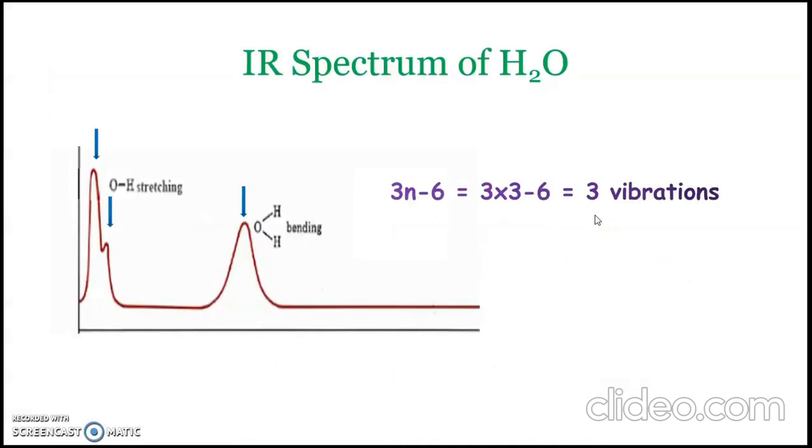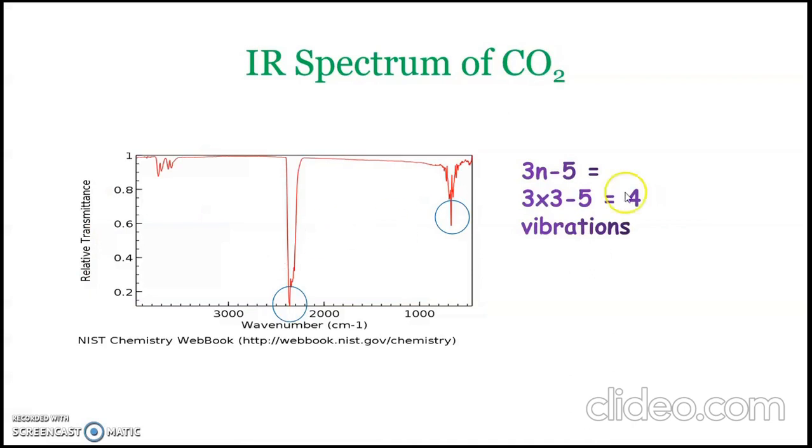Again, when we come to the vibrational spectra of water, water has 3n minus 6 equals 3 into 3 minus 6, that is 3 vibrations, and also 3 peaks are observed in the IR spectra for symmetric and asymmetric stretching and bending. For carbon dioxide, as it is linear, there are 3 into 3 minus 5, that is 4 vibrations. However, only 2 peaks are observed.